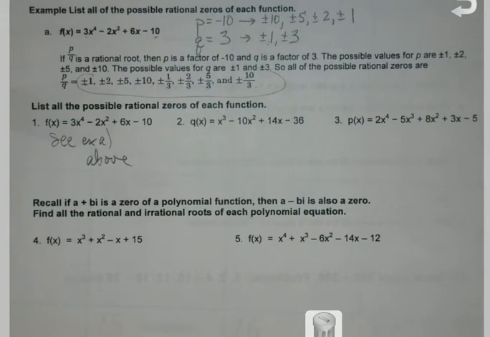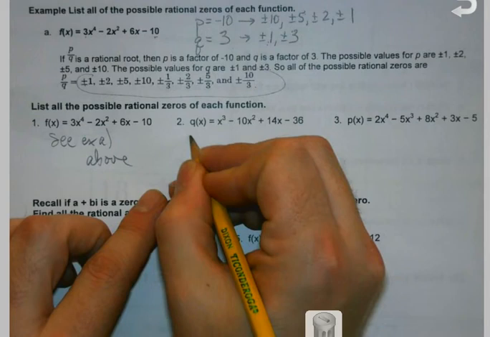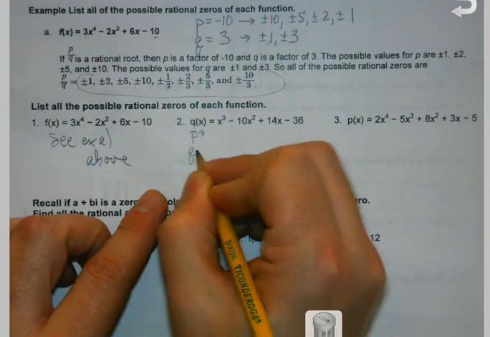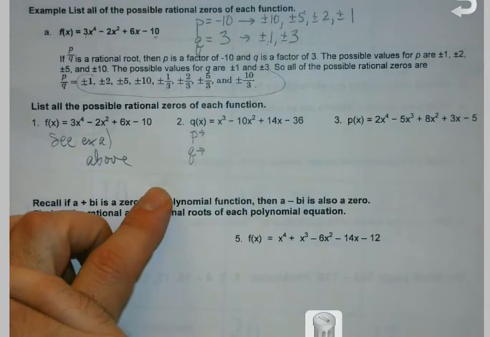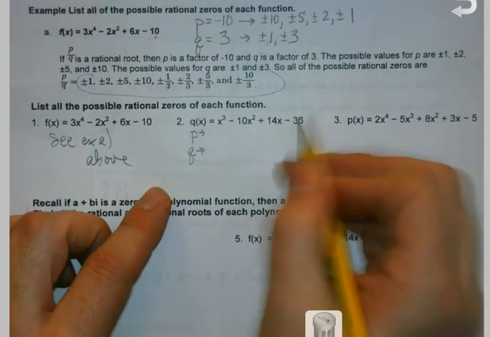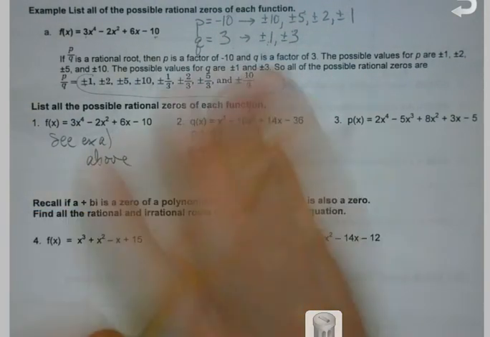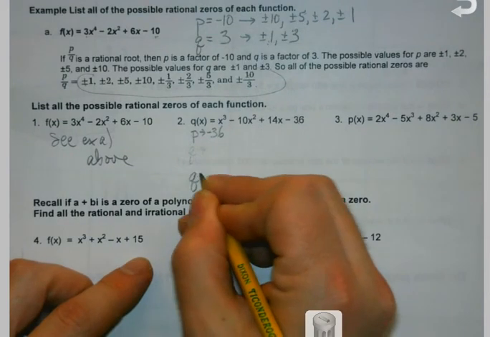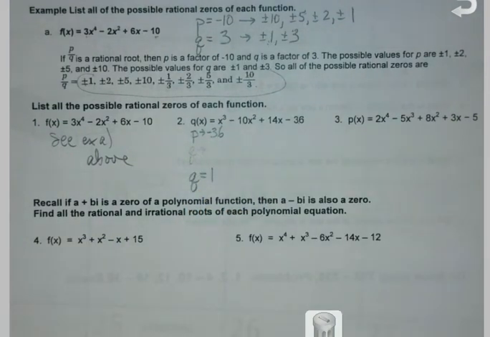So when I get to this next one, we're actually going to find the possible zeros. We're not going to go through and do all the synthetic division. So what we need to do here is write down our P and our Q values. For instance, my P value would be the negative 36, and I better move this Q down because I'm going to need some room. My Q value, my coefficient of my lead term, is 1.